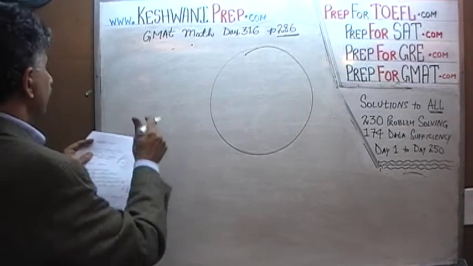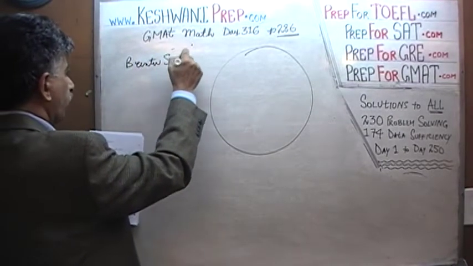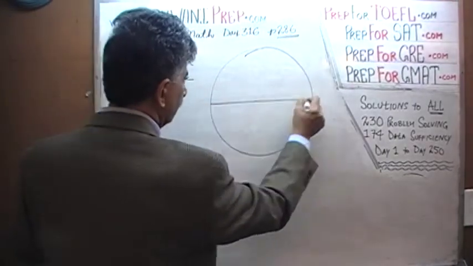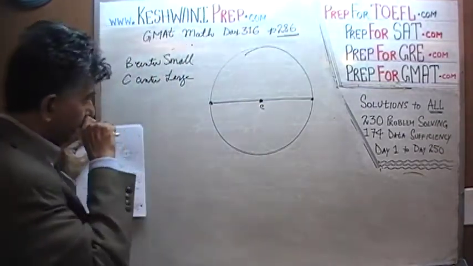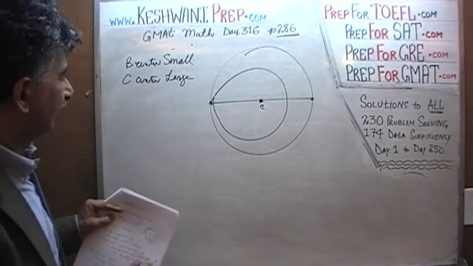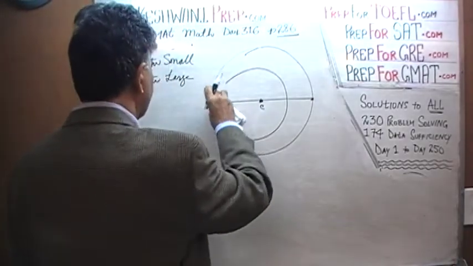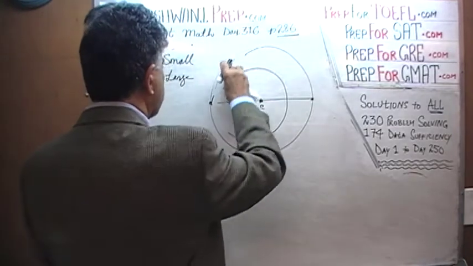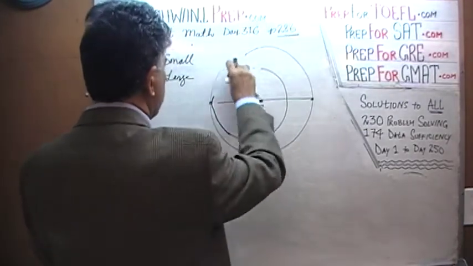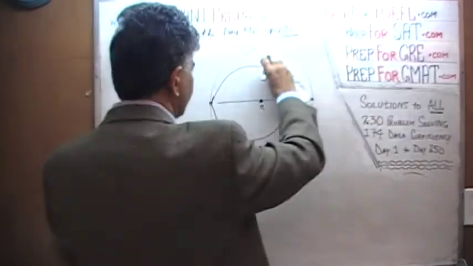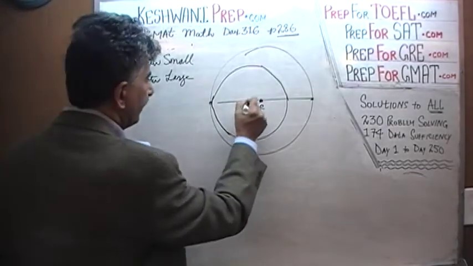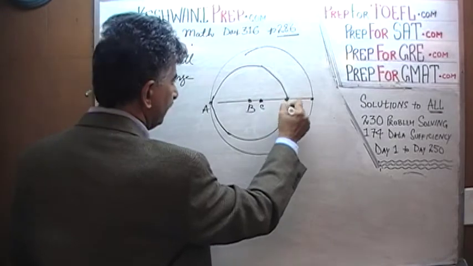We are told that B is the center of the small circle. C, we are told, is the center of the large one. So here's our large circle. Draw the diameter. C is the center of the large one. The way the small circle is drawn is this way right here. I know it looks pretty banged up, but you get the idea. Listen, this is the best I can do, okay? B is the center of the small one, right here. Here's our A, here's our B, here's our C, here's our D, and here's our E.